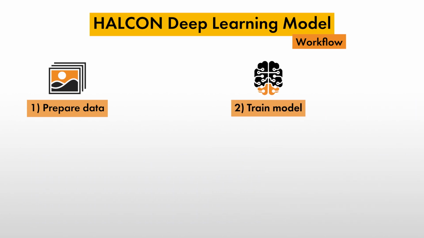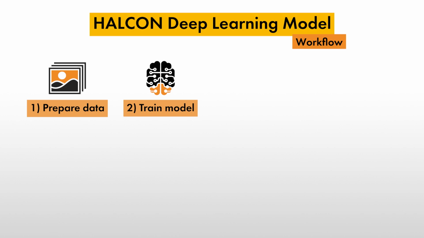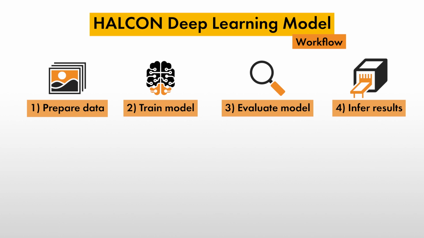The next step is to train the deep learning model for your application. For this, HALCON includes several pre-trained networks that you can fine-tune with your labeled data. After training on your data, we need to evaluate the trained model to decide whether its performance is sufficient for your application. Once we're satisfied with the results, we can then apply the model on new images from a live camera feed. This is called inference.